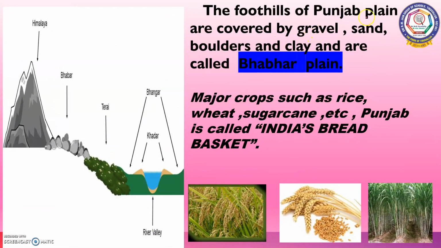The foothills of the Punjab plain are covered by gravel, sand, boulders and clay, so these are called Bhabar plains. Major crops such as rice, wheat and sugarcane are grown here, so Punjab is called India's bread basket.